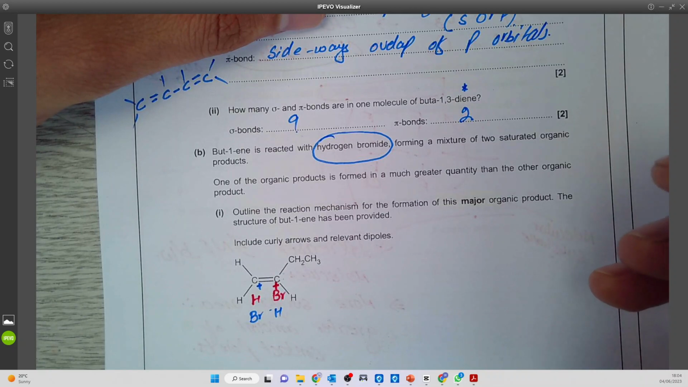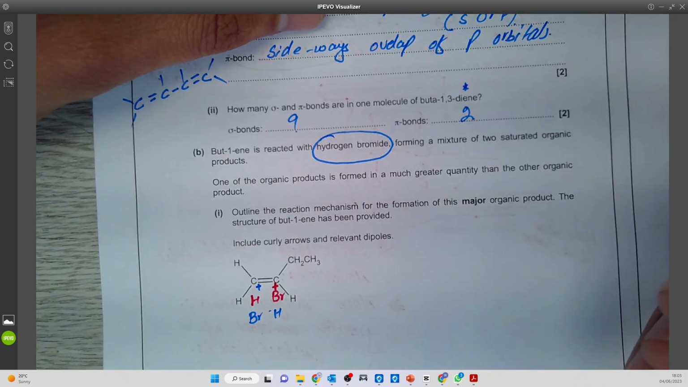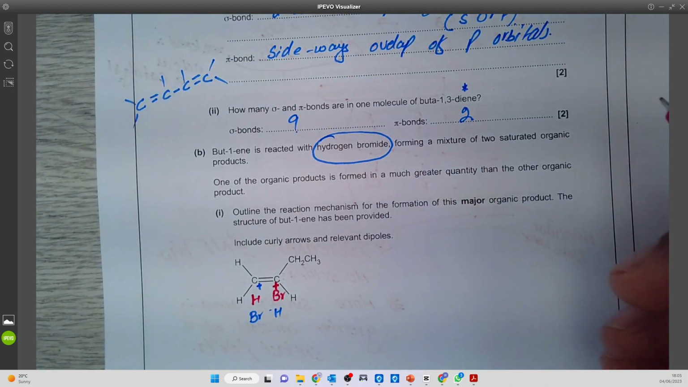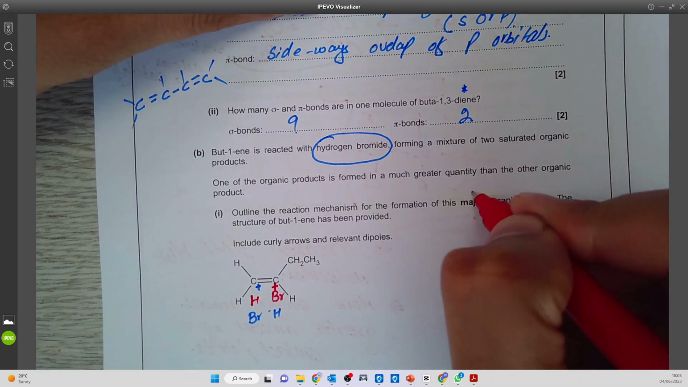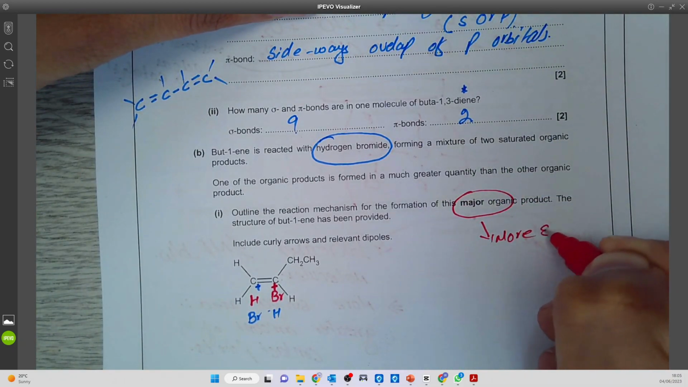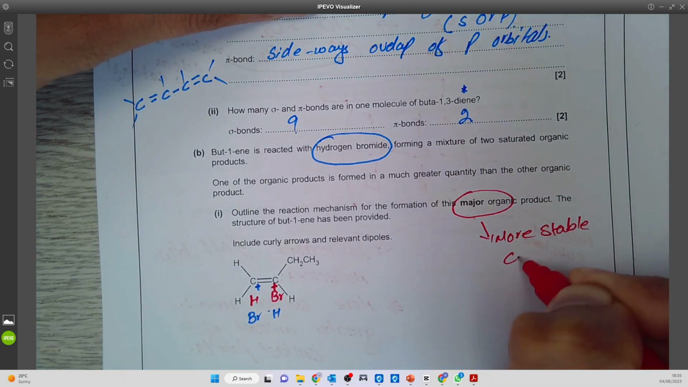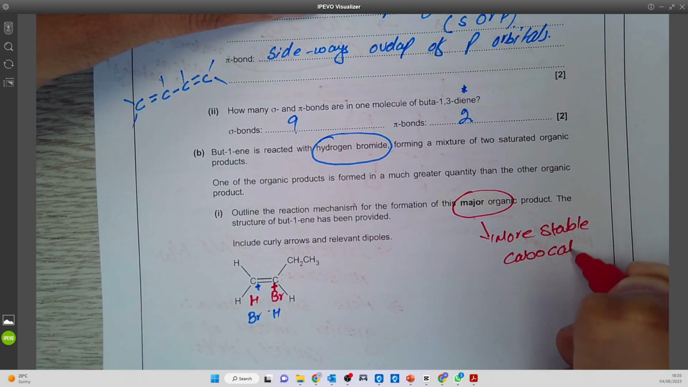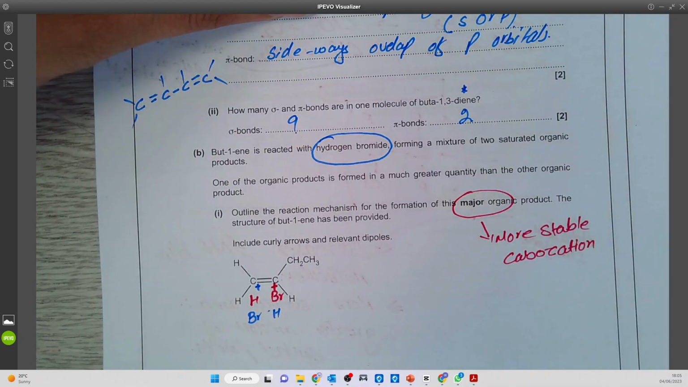The red one. Why is the red one more stable? Because it has the Br. Alkyl group. No, it has alkyl group. Oh. Br will get attached later. So the major product will be the one with more stable carbocation. Next: outline the reaction mechanism.